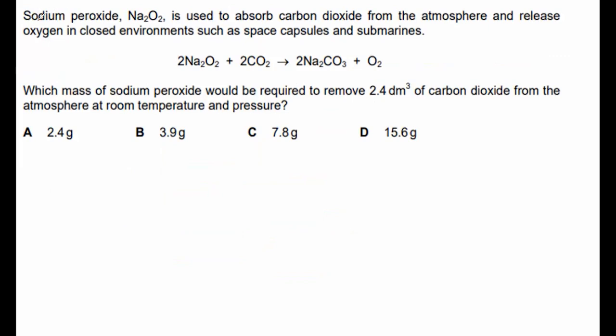Sodium peroxide, Na2O2, is used to absorb CO2 from the atmosphere, and we have this reaction. Which mass of sodium peroxide will be required to remove 2.4 decimeter cubed of CO2 from the atmosphere at room temperature and pressure?